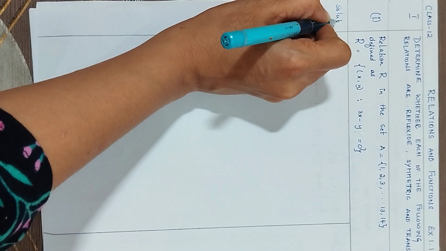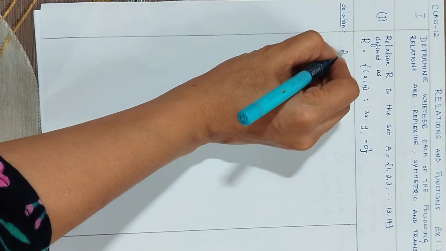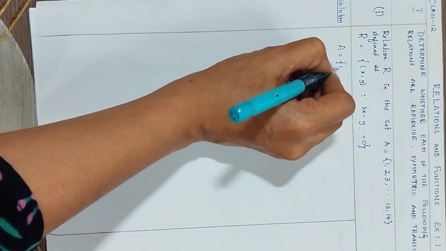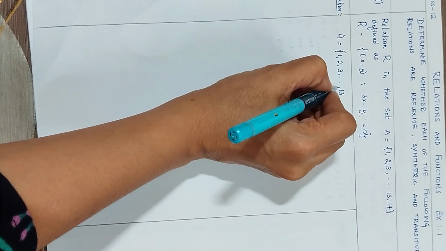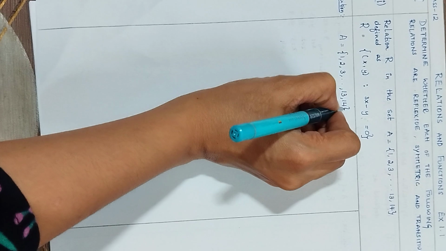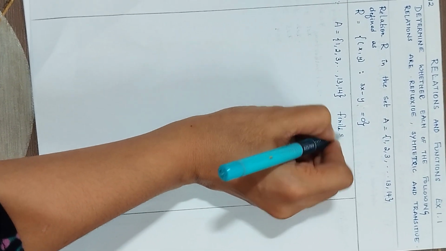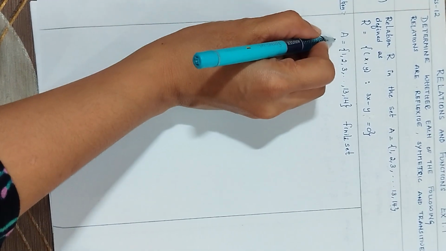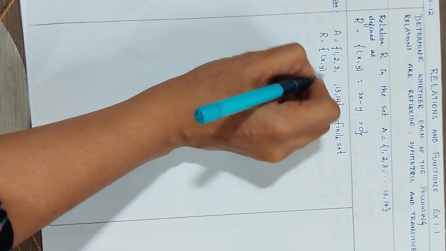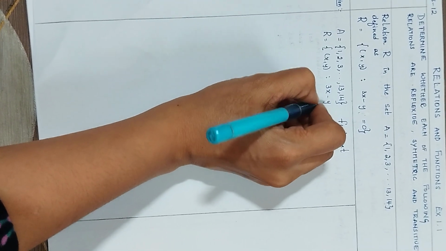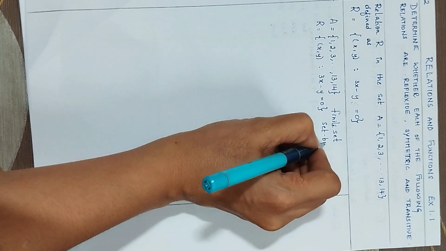Solution. Let us first write down the given set. A is equal to {1, 2, 3, ..., 13, 14}. They have given a finite set to us. Relation R is equal to {(x, y) such that 3x minus y is equal to 0}. So they have given this in the set builder form.